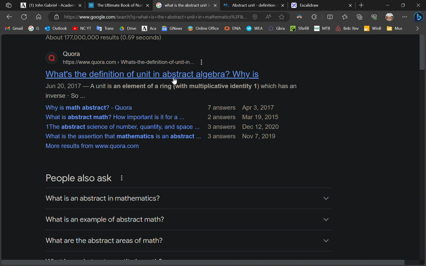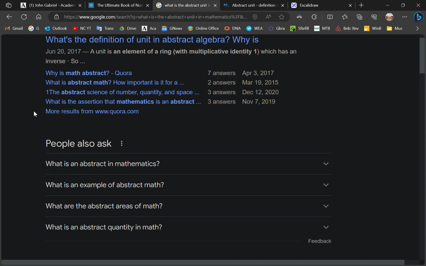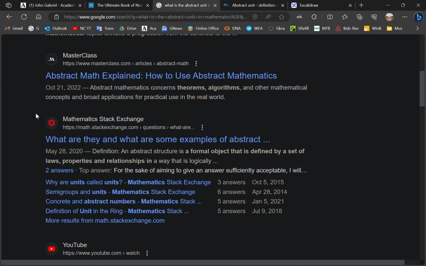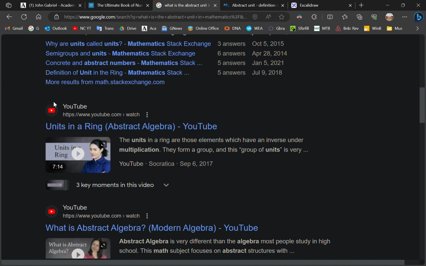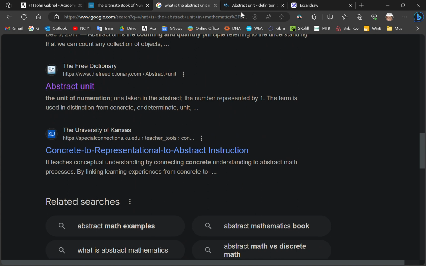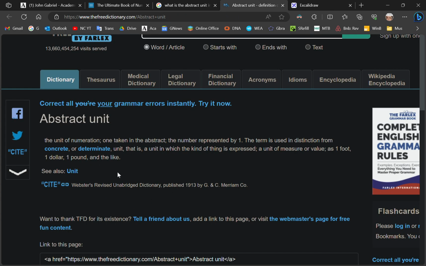For example, it'll talk about a unit in abstract algebra, which is not typical algebra to begin with, and it'll give you things about abstraction, what are they, etc. But you have to come all the way down to the free dictionary to see the closest or the best definition, which is one taken in the abstract. But what does that mean? The number represented by one.